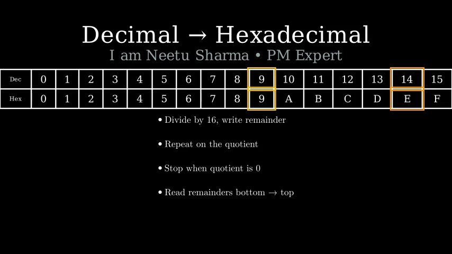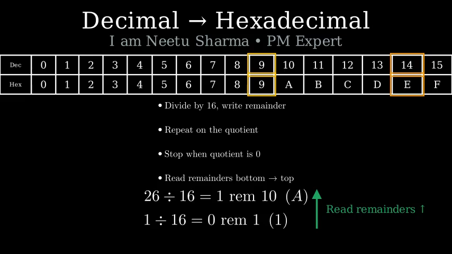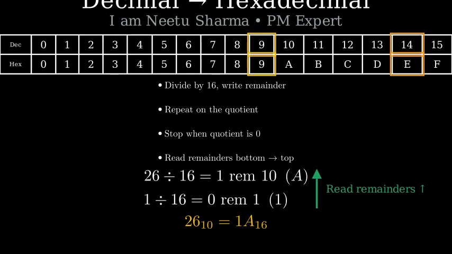Example 1. Convert 26 to hex. 26 divided by 16 is 1 with remainder 10, which is A. Then 1 divided by 16 is 0, with remainder 1. Read the remainders from bottom to top, 1 then A. So 26 base 10 equals 1A base 16.